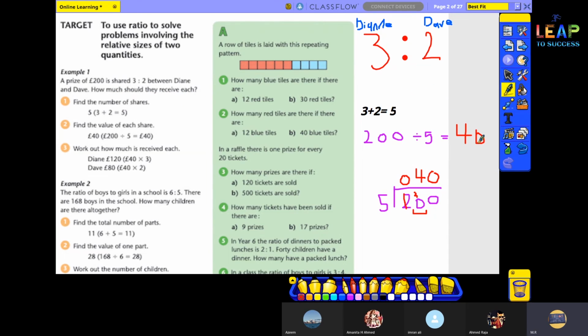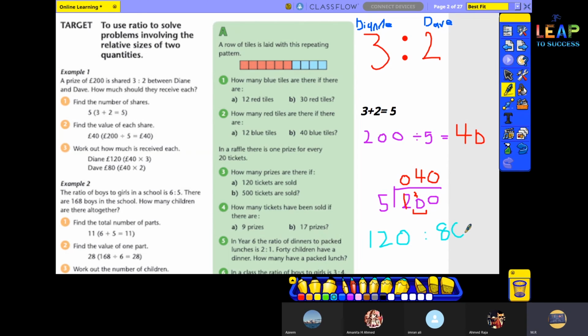So if I know that one share is 40, all you simply do to work out Diane's share is you do 40 times 3. When you work out 40 times 3, you get 120. So in that case, Diane has 120. And if you're working out what Dave's share is, you know that one share is 40. So you do 40 times what Dave has, and he has 2. So 40 times 2 is 80.